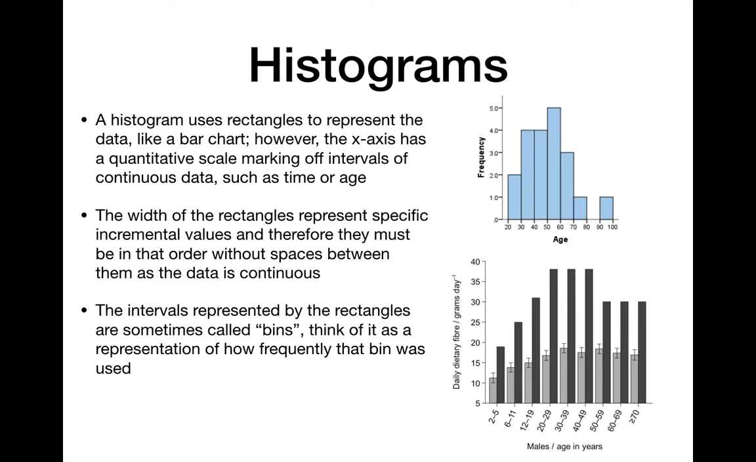The intervals are something called bins, and so you can think of it as how often that particular bin was used. So the frequency between 20 and 30 was used 2 times, between 30 and 40 was used 4 times, between 50 and 60 used 5 times.